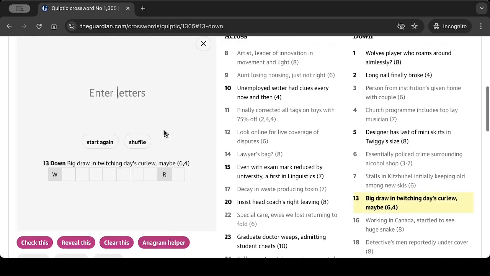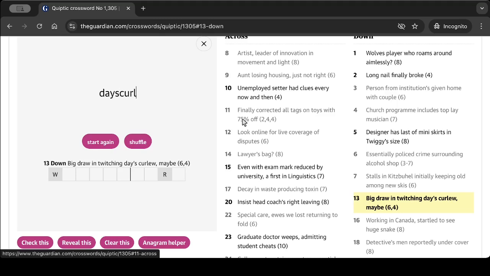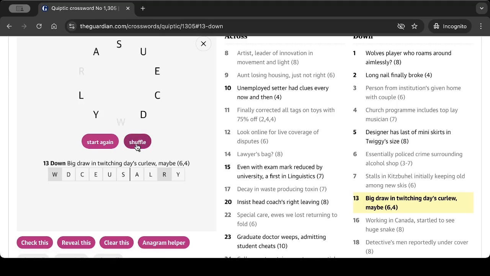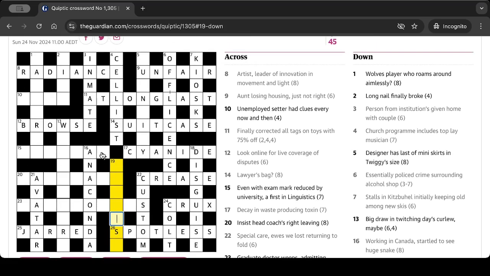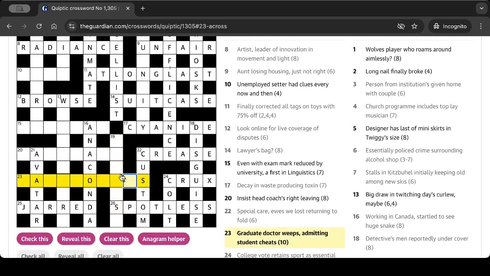I will, again, just for fun, take a look at today's curlew and just see if anything comes out from that. Something card, a big drawing twitching, could it be some kind of card? A weasel card, or I'm not sure. What else do we have in terms of letters that's new? The only new letters we've got are things we've looked at already here. So I think a real winner for this is going to be getting this graduate doctor weeps, admitting student cheats. So what could we have here?